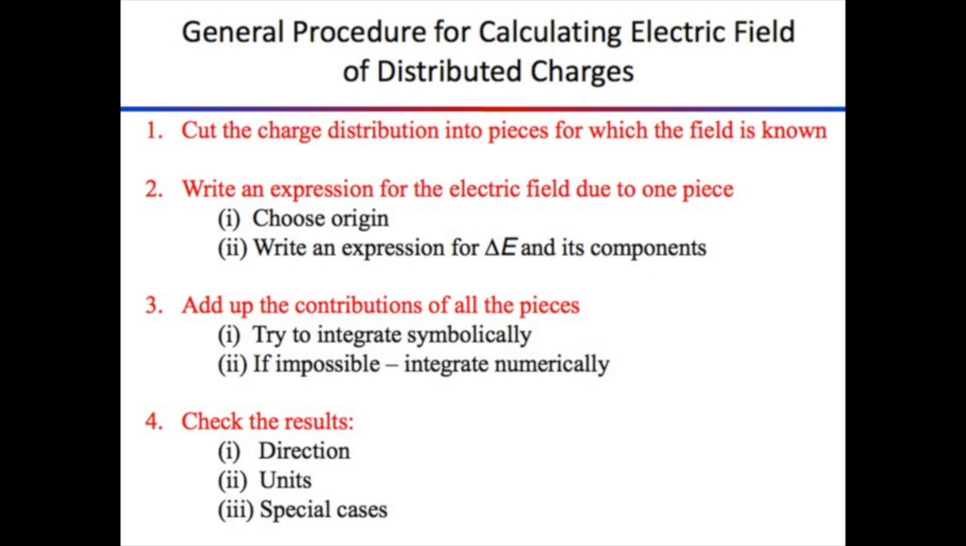And then we go back and check the results. Does it make physical sense? Does the direction make physical sense? Did the units come out correctly? It's always something you should check. And then you can check special limiting cases like we did with the rod, coming really up close to the rod to make sure the field's in the right direction.